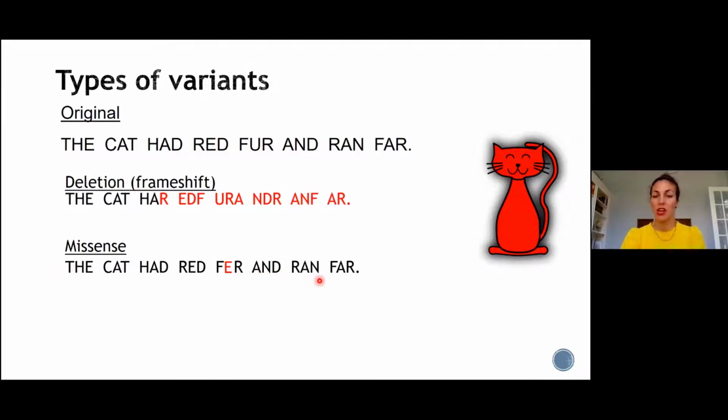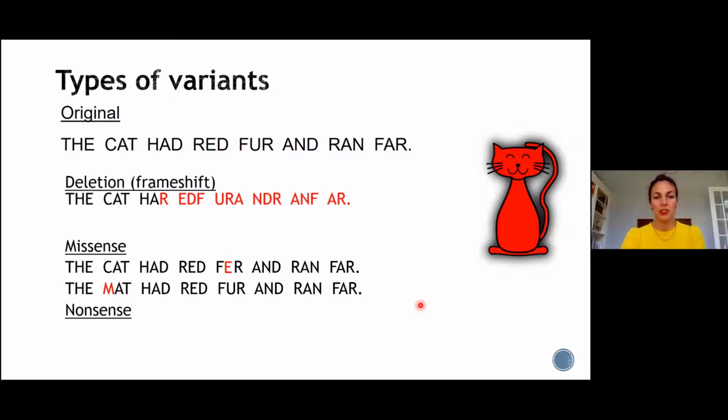Some changes are not as bad as other changes because you can still read the sentence and generally understand what the message is. Similarly, with genetic changes, some changes might not be as severe because the gene might understand what it's supposed to do and it might still code for a protein, but it might not be exactly the same. Whereas other missense changes, depending on where it is in the gene, can affect the meaning of that sentence and what the gene is supposed to do. So in this example, the C was changed to an M. So it says the mat had red fur and ran far, which doesn't really make sense.